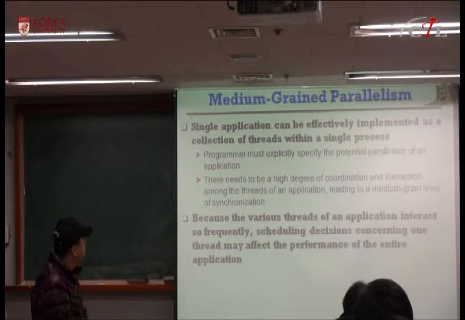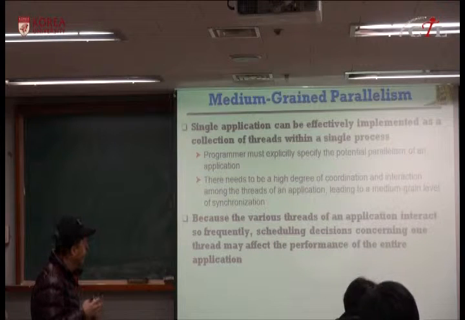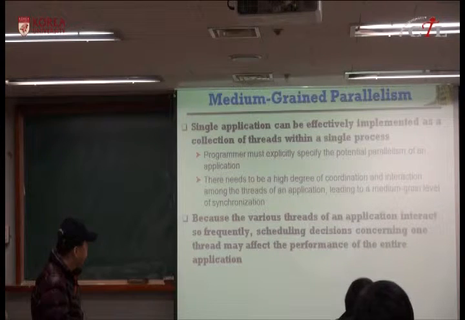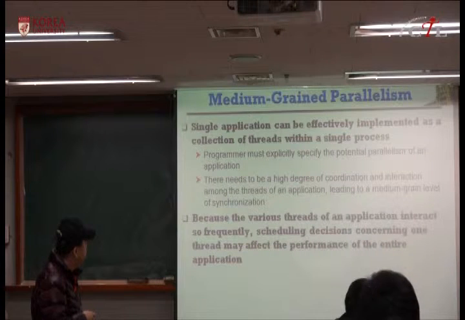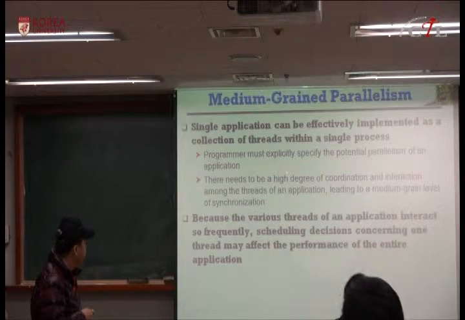Medium-grained parallelism. A single application can be implemented as a collection of processes or a collection of threads. In this case, the programmer must specify the potential parallelism of an application, and because the granularity is smaller, you need a high degree of coordination, interaction and dependency among the threads. This is called medium-grained parallelism.